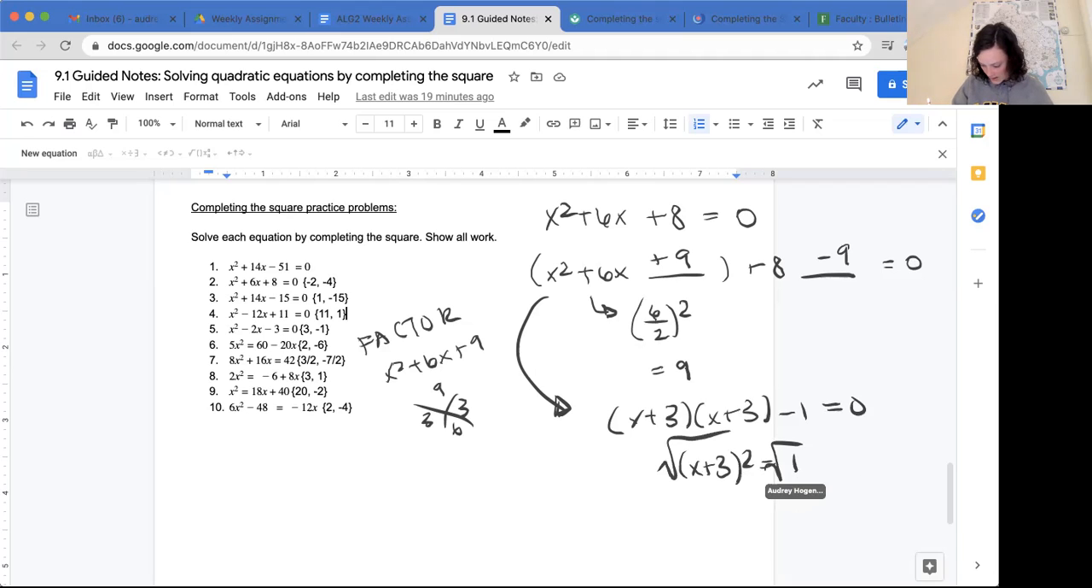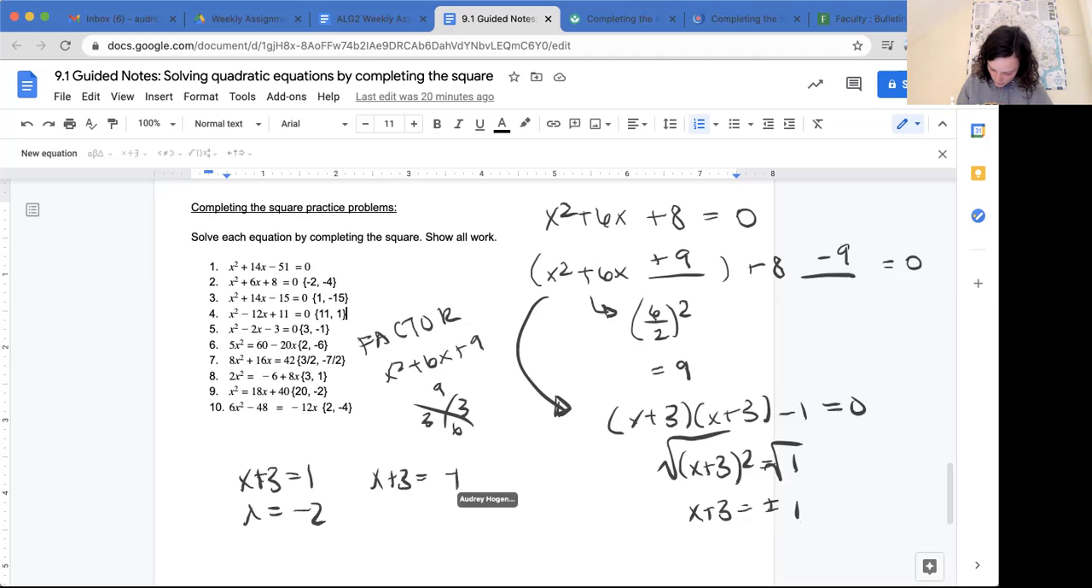Square root property: x plus 3 equals plus or minus 1. So x plus 3 equals 1, x is equal to negative 2. x plus 3 equals negative 1, x is equal to negative 4. So my answers are negative 4 and negative 2.